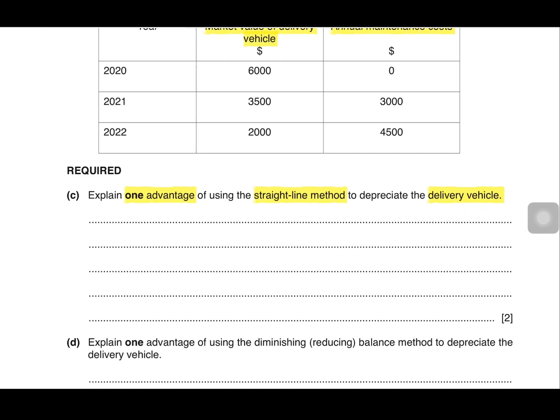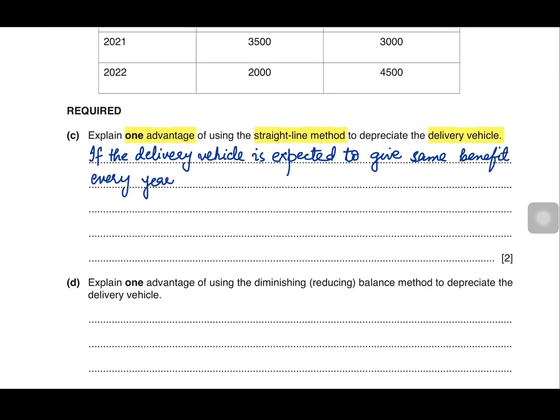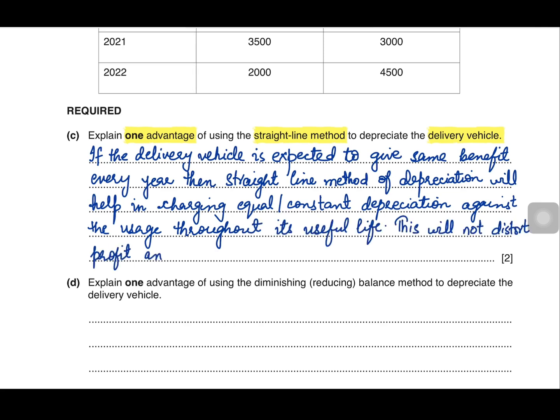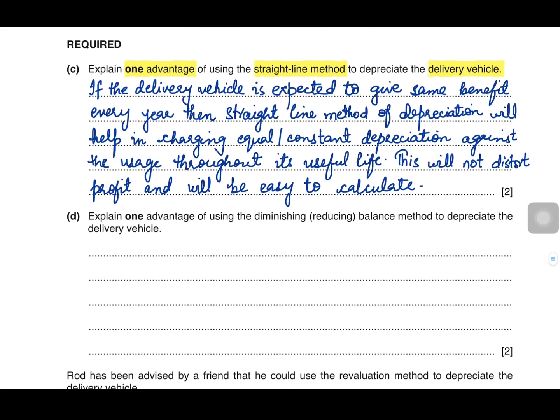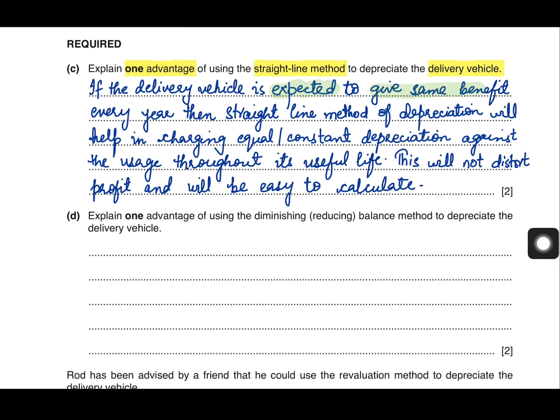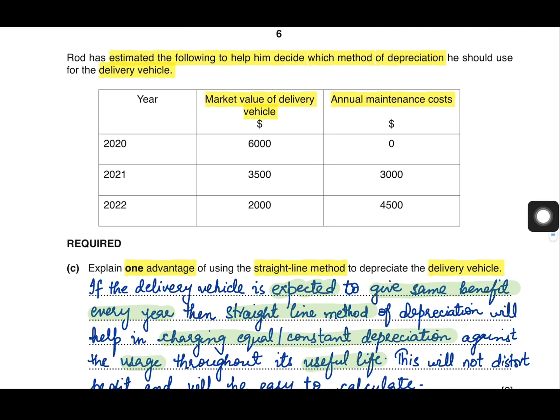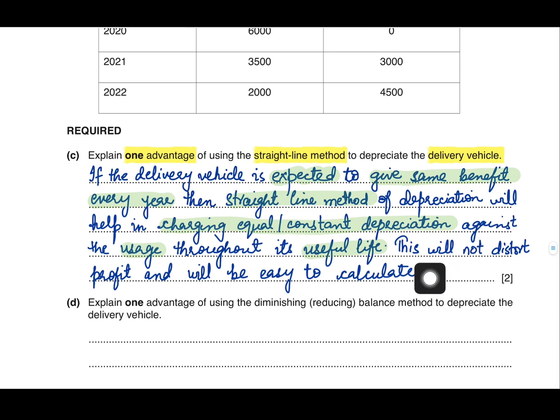So let's write that down. Okay, so you can also explain like this. What have I written? If the delivery vehicle is expected to give the same benefit every year, then the straight line method of depreciation will help Rod charge equal or constant depreciation against the usage of that delivery vehicle throughout its useful life, right? So since he has made some estimations over here, if he is expecting that the delivery vehicle will be used in such a way that it will give equal benefit, then just charge an equal amount of cost against the usage. Now, what will be the benefit of this? This will not distort the profits, and it will be an easy way to charge depreciation every year.